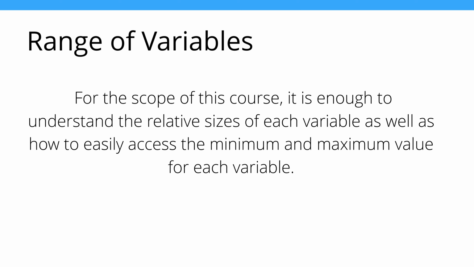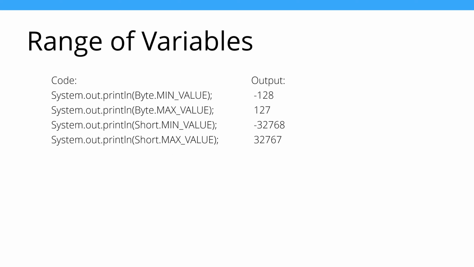Now, like I said, for the scope of this course, it is enough to understand the relative sizes of each variable, as well as how to easily access the minimum and maximum value for each variable. You shouldn't need to memorize the min and max values for each variable, okay? But you do need to know how to easily programmatically get the min and max value. So here's how.